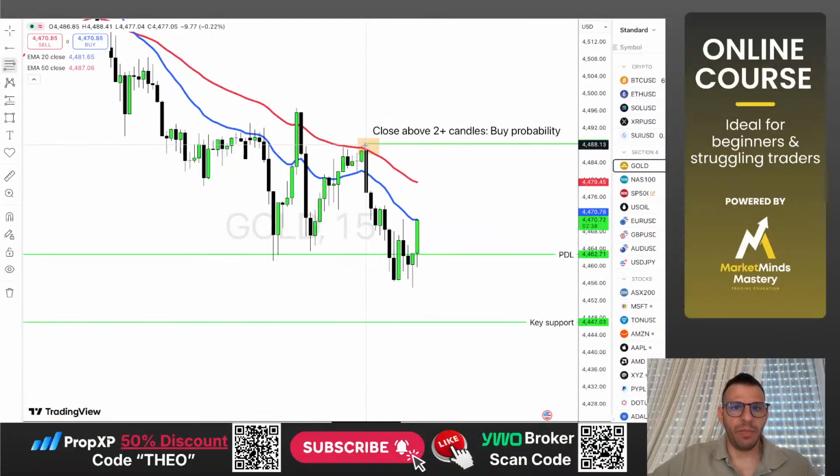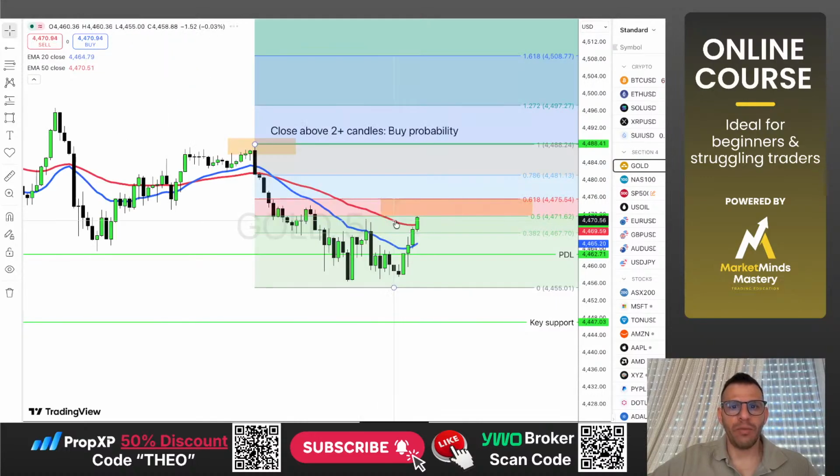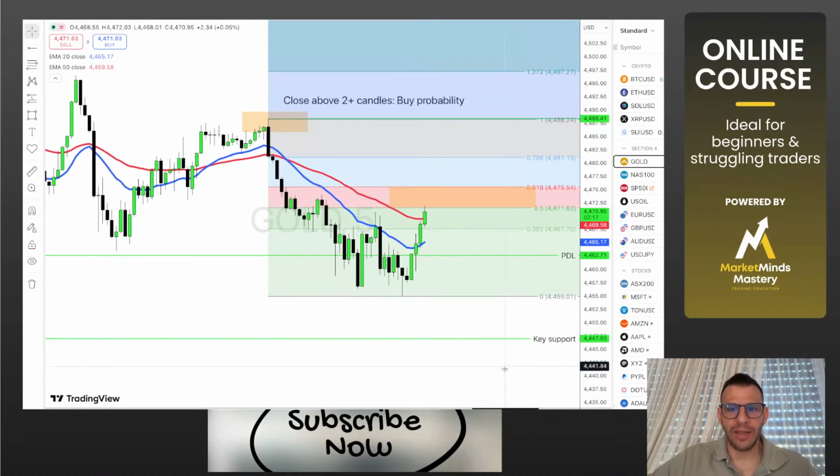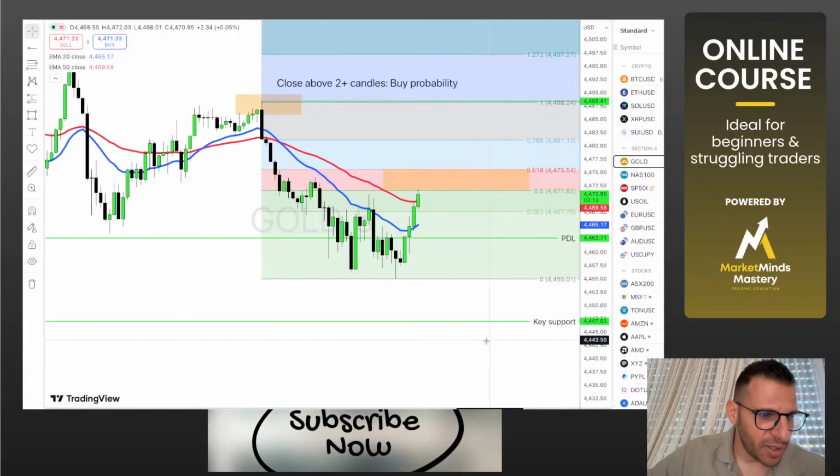What about the Fibonacci? If we draw Fibonacci from here to there. So guys, right here, I'll be expecting to see a reversal price action on the lower time frames, like this 5-minute. If we see a reversal price action, will be great.